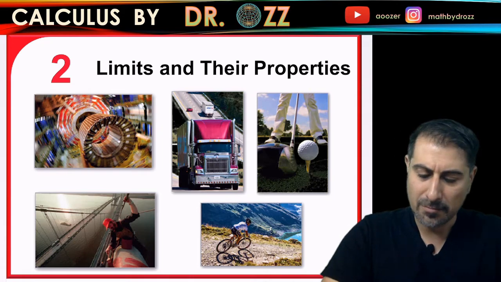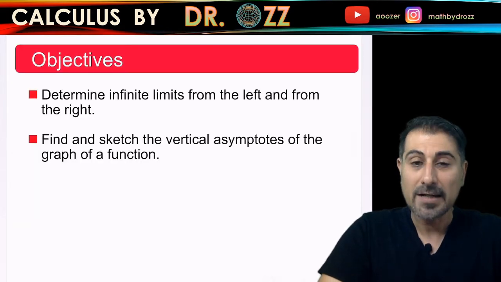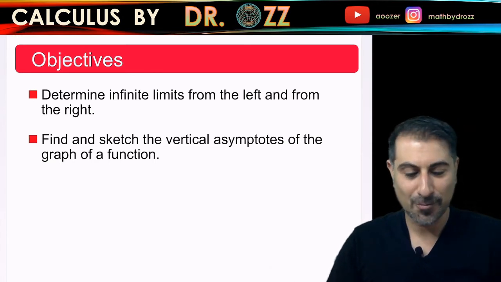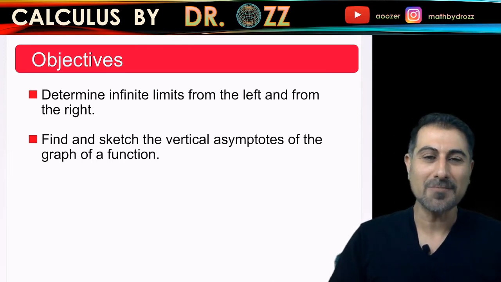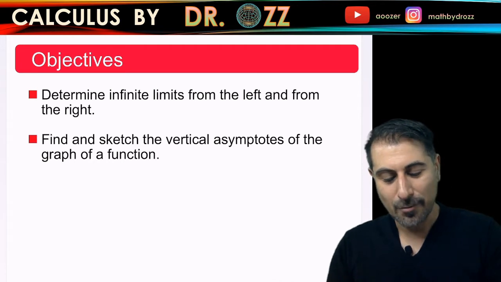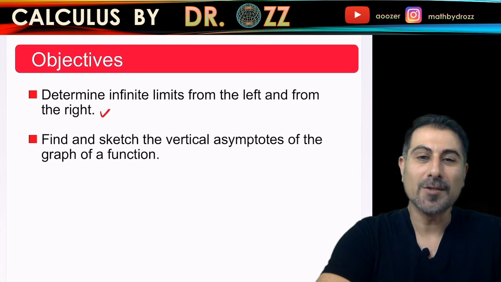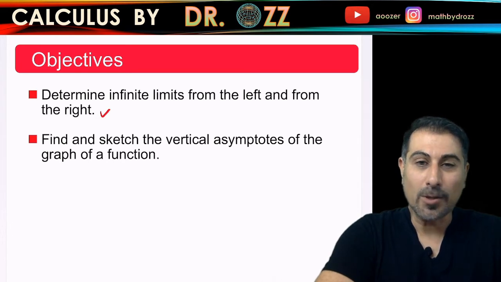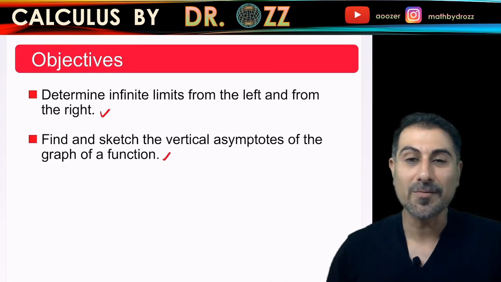In fact, today we're going to go over the very last section of Chapter 2. It's about infinite limits. We have two course learning objectives to achieve for this section, and the first one is what we're going to do in this video. We're going to determine infinite limits from the left and from the right, and that's going to allow us to pinpoint the vertical asymptotes of the graph of a function, if there are any, obviously. So vertical asymptotes are all about infinite limits, and that's going to be the second learning objective of this section.